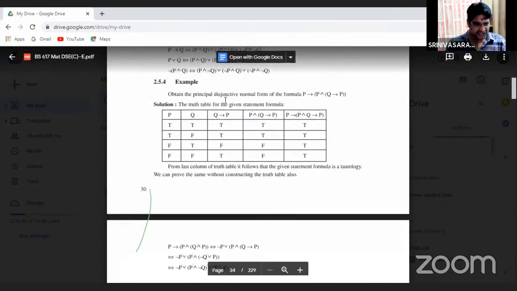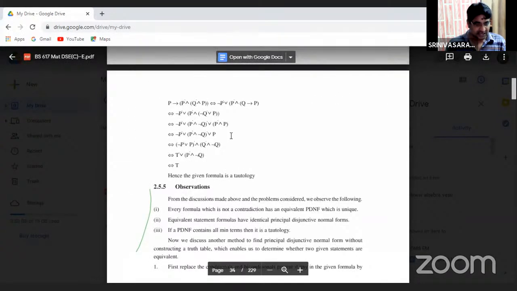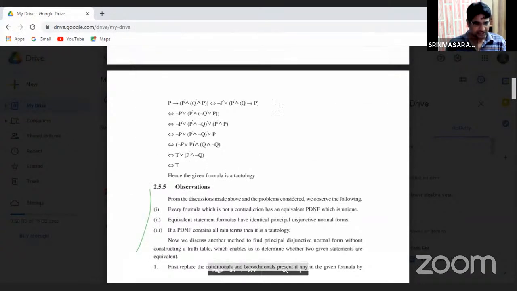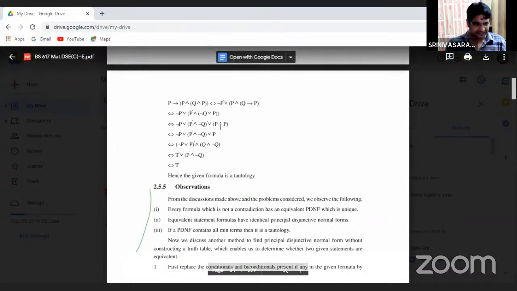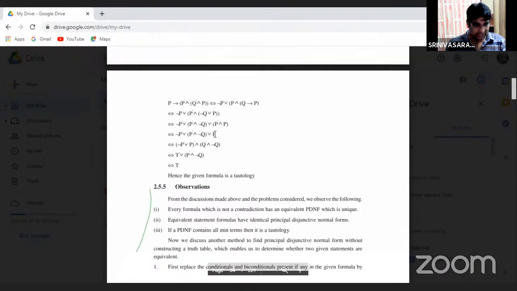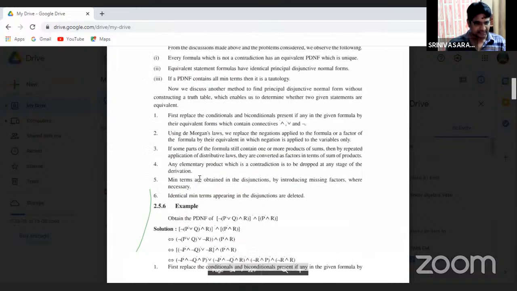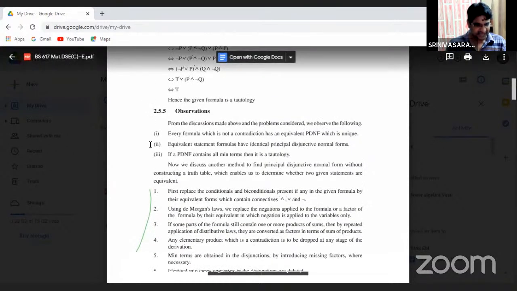This is the tabular method. This is the non-tabular part. The non-tabular part completely depends upon the equivalence expressions. Okay, that's it. Equivalence expressions, I have to practice this here. Next, some observations for the PDNF.